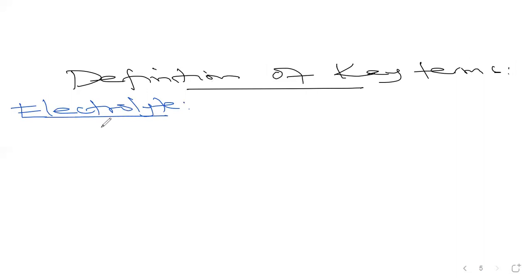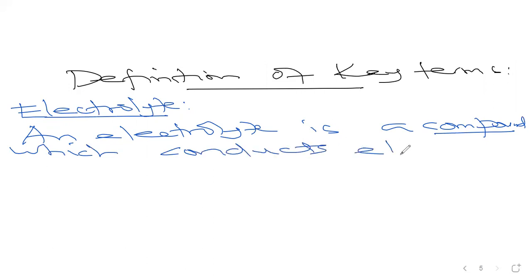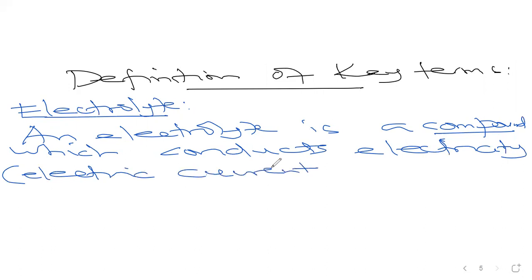What is an electrolyte? Okay. An electrolyte, we have already seen, is a compound. It must be a compound. It must be what? A compound which conducts electricity, or electric current. You can call it electric current.